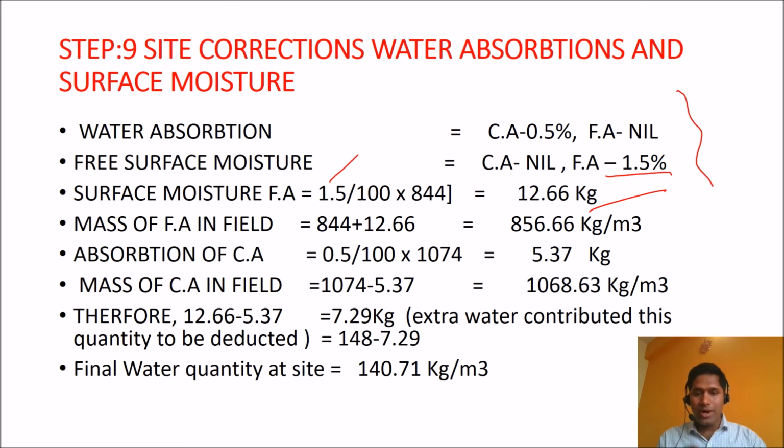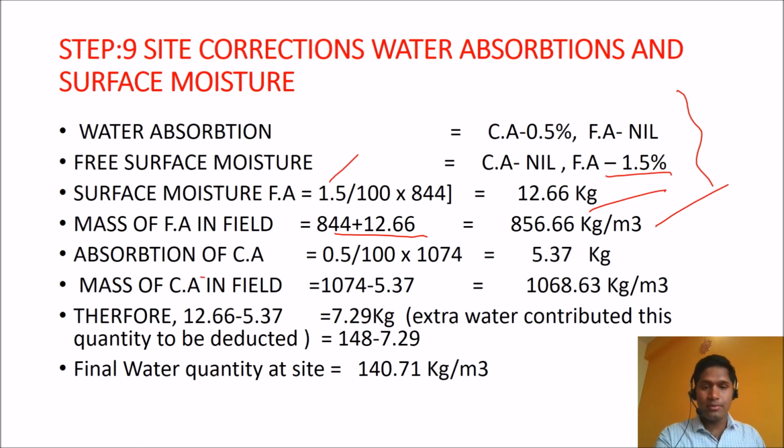There will be 12.66 kg of water in the 844 kg. If I add only 844 kg, that much fine aggregate will go less. It becomes somewhere near 821 or 822 kg. If I reduce to 822 kg, then the mix will be less cohesive. To avoid that condition, you need to increase that amount of fine aggregate, and reduce that amount of water in your total mixing water.